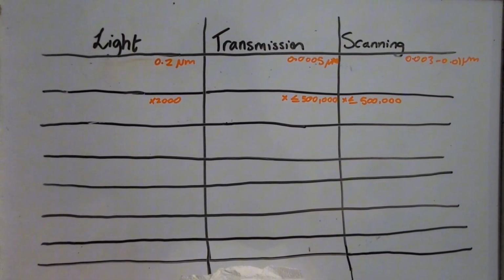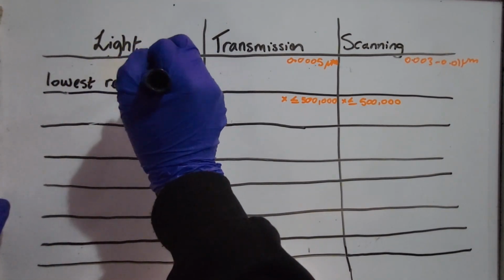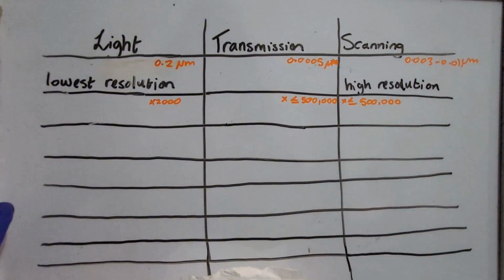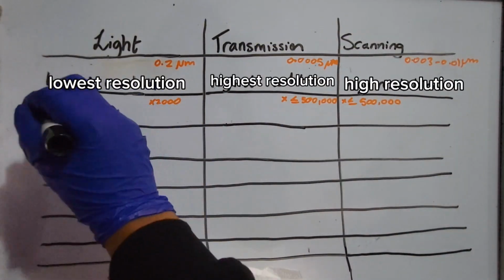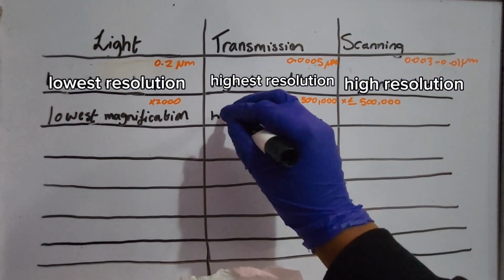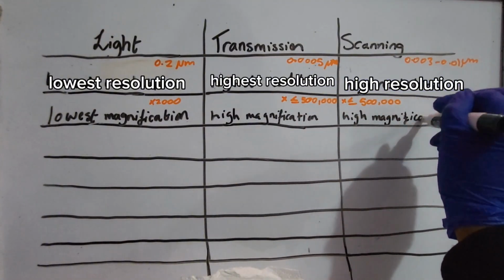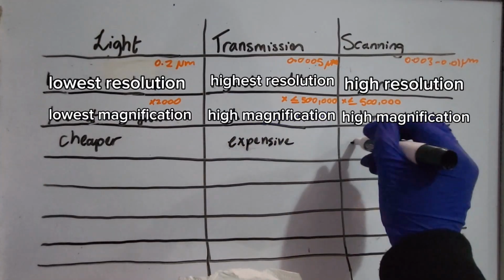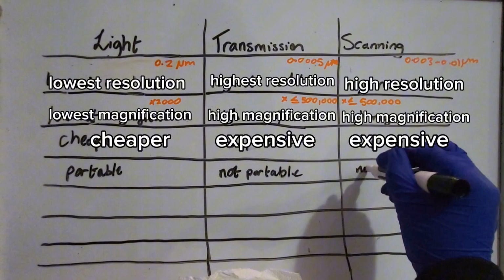So here's an overview of similarities and differences between the different types of microscopes that we spoke about. Although you don't really need to know the values, you should know light microscopes have the lowest resolution, scanning electron microscopes have higher resolution, and transmission electron microscopes have the highest resolution. Again, you don't really need to know the values, but light microscopes have the lowest magnification, while transmission electron microscopes and scanning electron microscopes have higher magnifications. Light microscopes are cheaper and more affordable than both kinds of electron microscopes, and light microscopes are more portable than both kinds of electron microscopes.